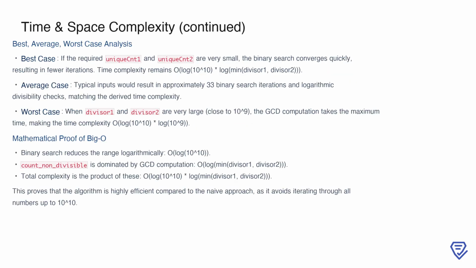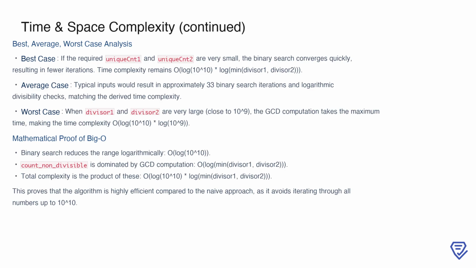Finally, let's analyze the algorithm under best, average, and worst-case scenarios. In the best case, where the required uniqueCnt1 and uniqueCnt2 are very small, the binary search converges rapidly, requiring fewer iterations. Even here, the time complexity remains within log 10 to the power of 10 log min divisor 1 divisor 2. For typical or average inputs, the binary search performs its usual 33 iterations, and the divisibility checks involve logarithmic operations consistent with the derived complexity.